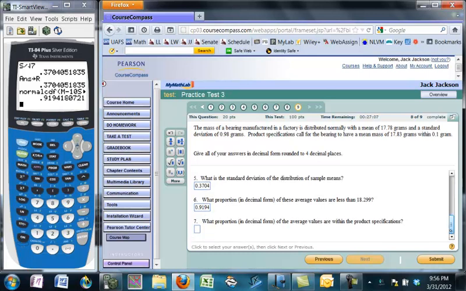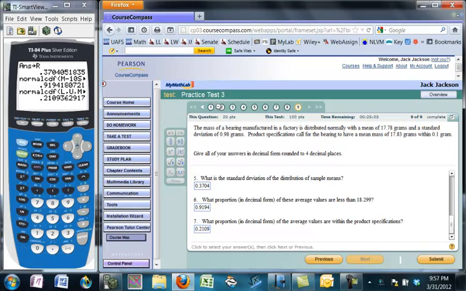0.9194. What proportion in decimal form of average values are within the product specification? So again, we're doing a normal distribution. Okay, we want the mean M and standard deviation R for this particular distribution of sample means, but we want to go from the lower specification limit to the upper one, whatever that was. I've got them stored, so let's get to that. Okay, I think that's it. From the lower to upper specification limits, centered at M for the mean, and standard deviation is this R, which was the original S divided by square root of 7, and we get 0.2109.